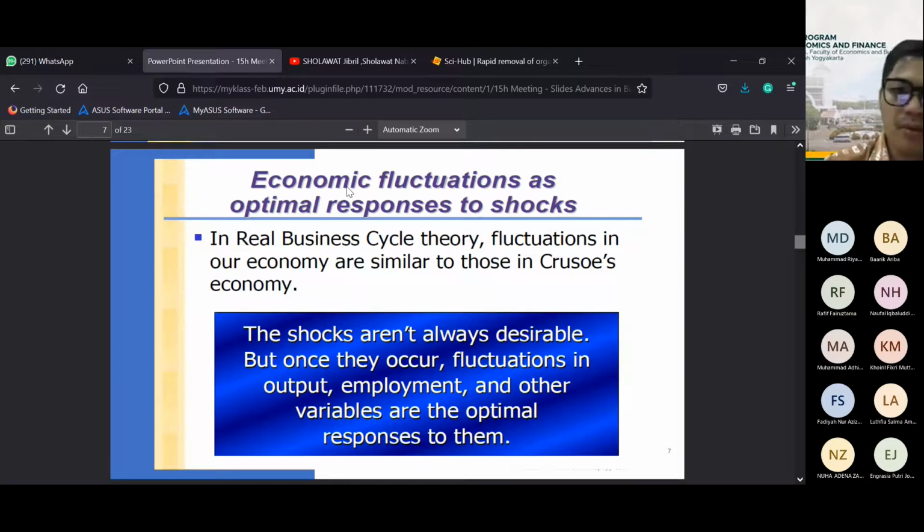Okay, so from this one, you can see that the storm that you read before is considered to be the shock. And the shock here is similar to Crusoe's economy previously. The shock is not always desirable, but it will impact some macroeconomic variables, and these macroeconomic variables respond until they reach the optimal responses. Yeah. Okay, Rian, thank you.